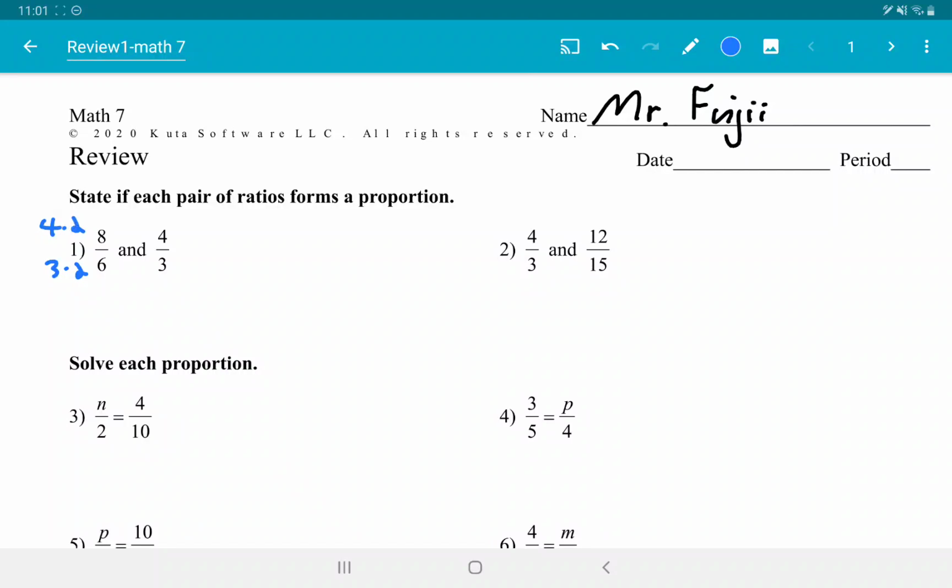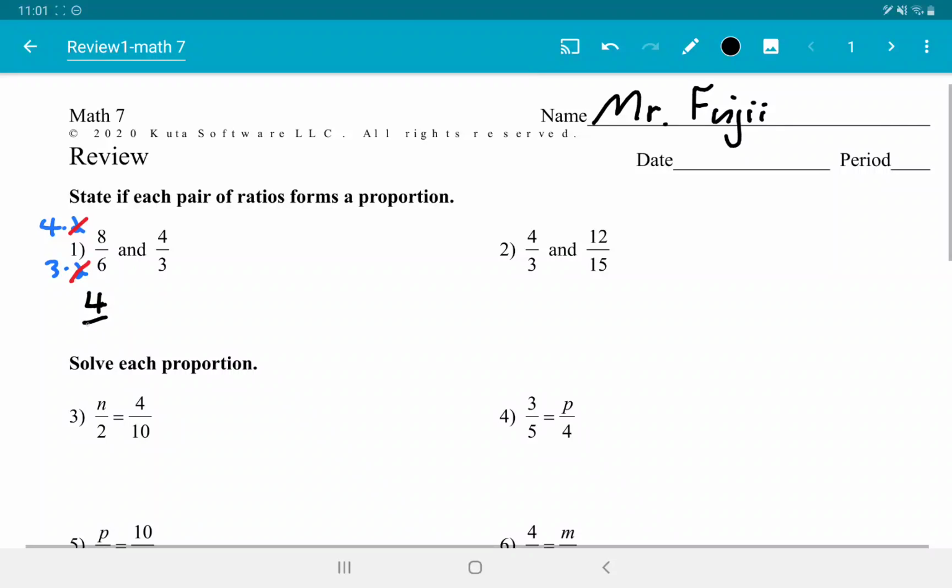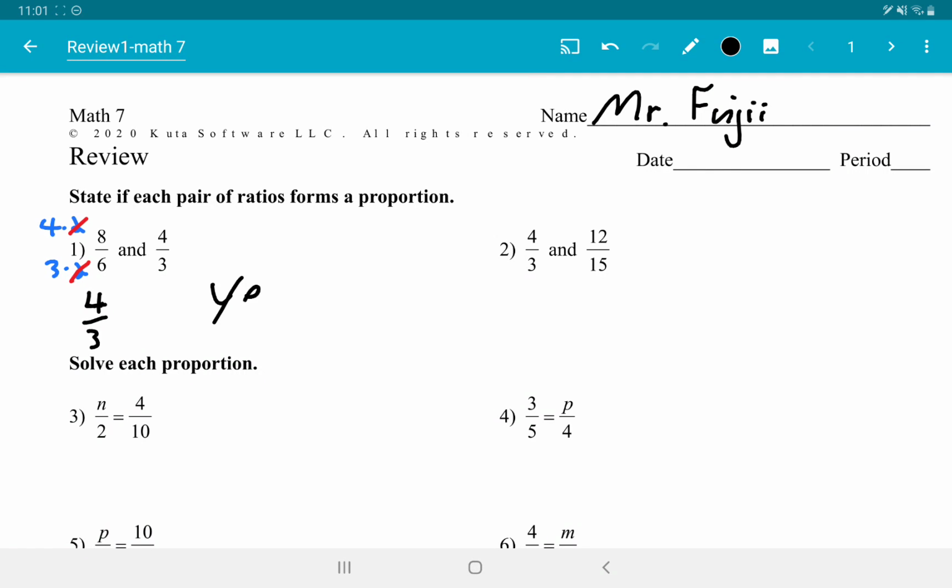So since they have that same factor, they could cancel out. So that is equal to 4 over 3. So do they form a proportion? Yes, they do. Okay.